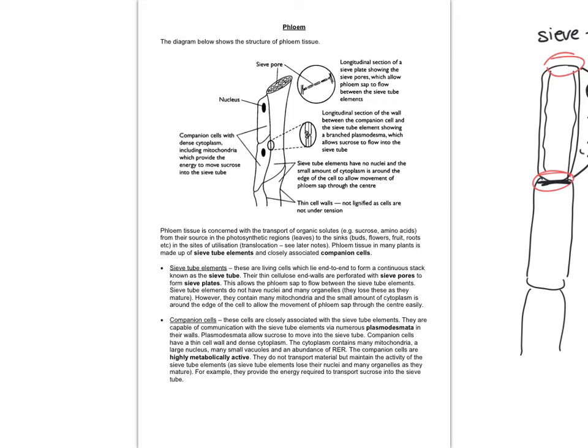Let me point here. These are the sieve tube elements here. There's one cell, and there's a sieve plate there. Each will have a companion cell, which has got the nucleus and all the normal things. These are very metabolically active. They will produce a lot of energy because sometimes active transport is needed to load up the sugars into the phloem vessels. Okay, I think we will leave it there.